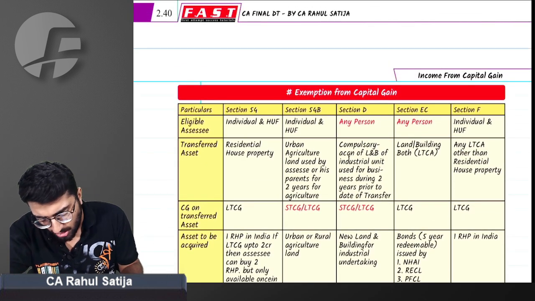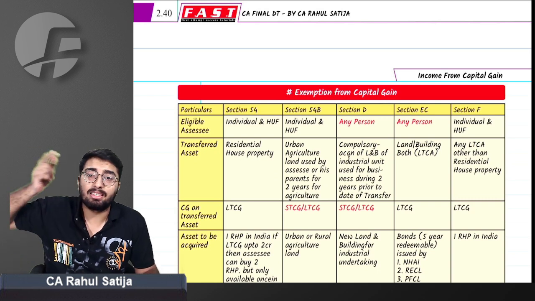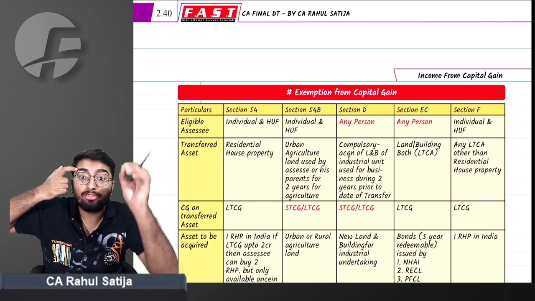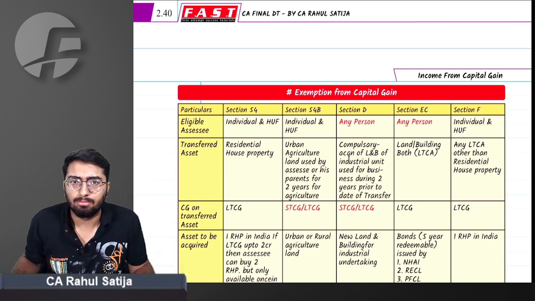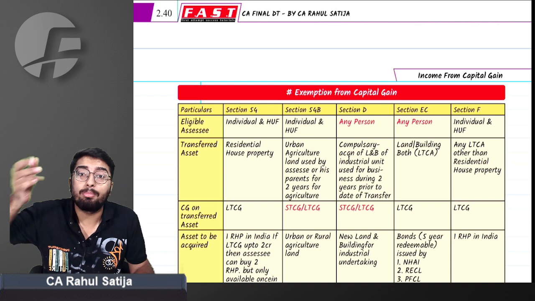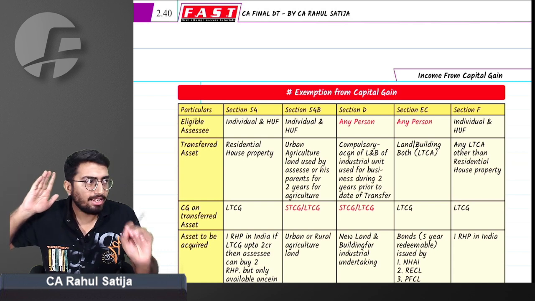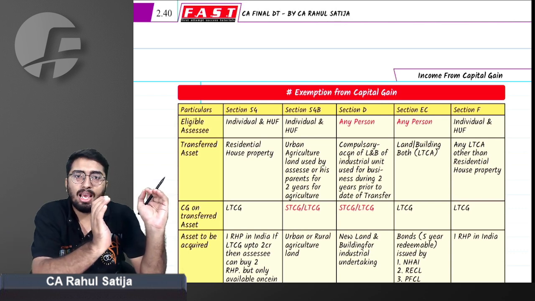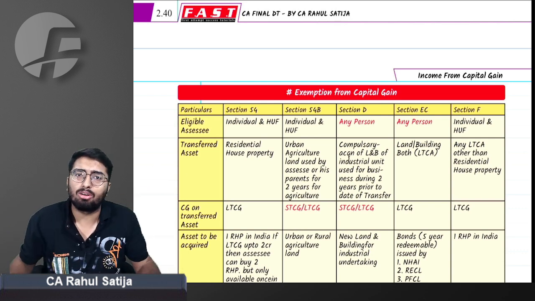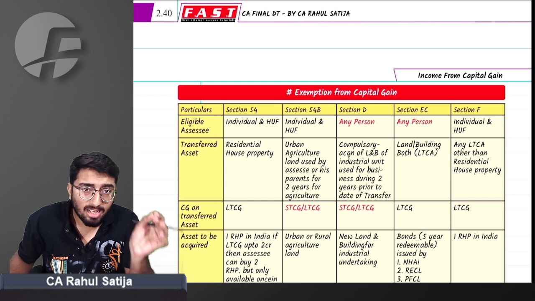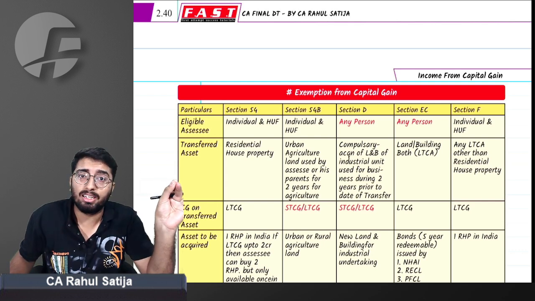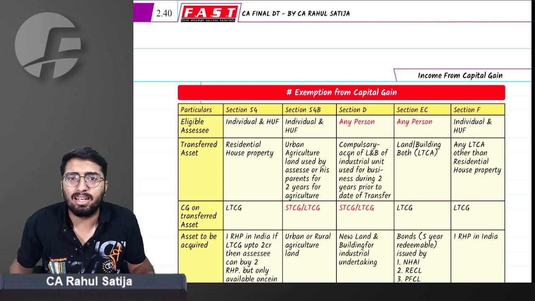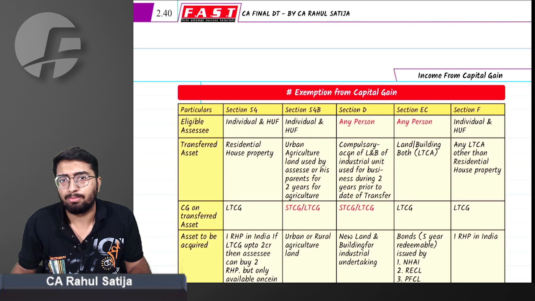Exemptions under section 54. Sir, there is a basic difference between exemption and deduction. Exemption means income that does not form part of gross total income. In whatever income we are earning, we get certain types of exemption, and that income does not form part of your gross total income. But if such income forms part of your gross total income but is reduced under Chapter 6A or under 10AA, then it is called deduction.